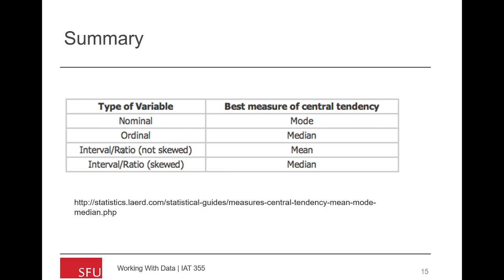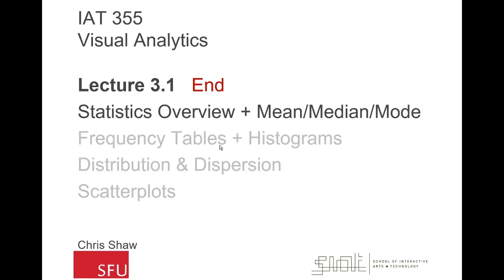If you have interval or ratio data, you can compute the mean, and of course you can compute the median, but if the data are skewed, that is to say, kind of one-sided or the other, the median is probably the best value to use. Whereas if the distribution of data is symmetric, you're going to do well by computing the mean. Alrighty, so that ends the lecture segment 3.1, which has been about statistics overview plus mean, median, and mode.